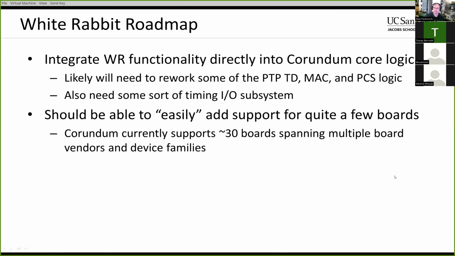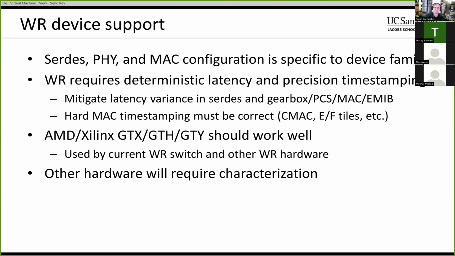Because I think traditionally White Rabbit really only runs at 1 gigabit per second, at least if we're just talking about the White Rabbit switches that CERN has put together. But I think with Corundum, the idea should be to support 1 gig, 10 gig, and 25 gig.